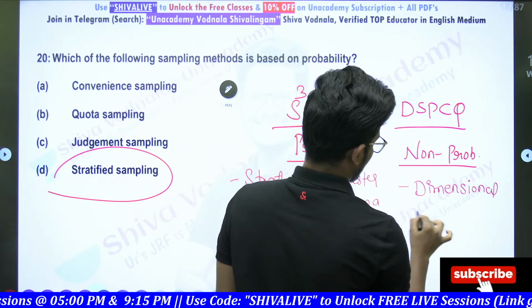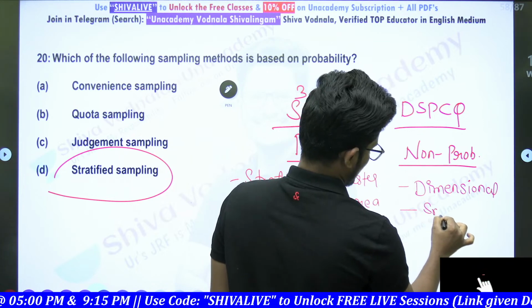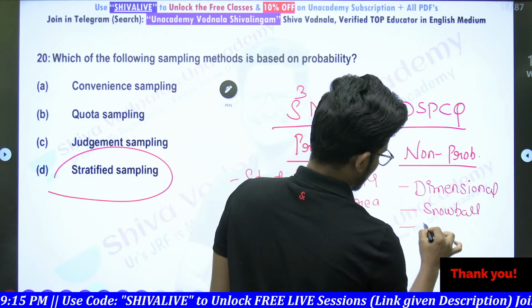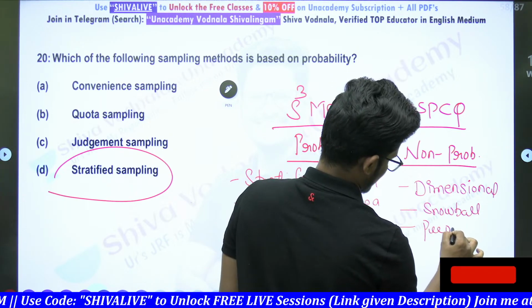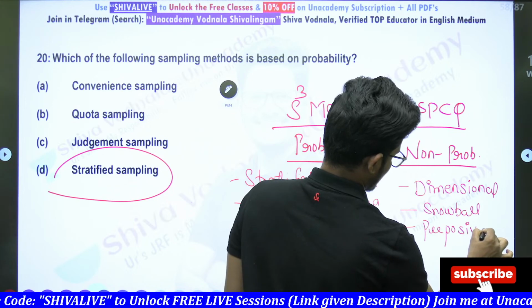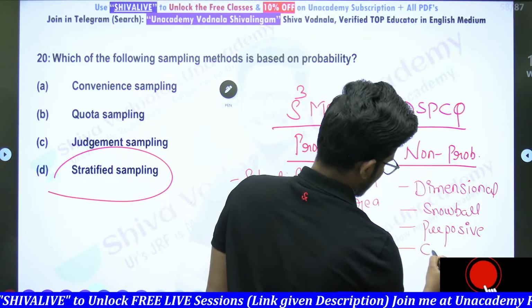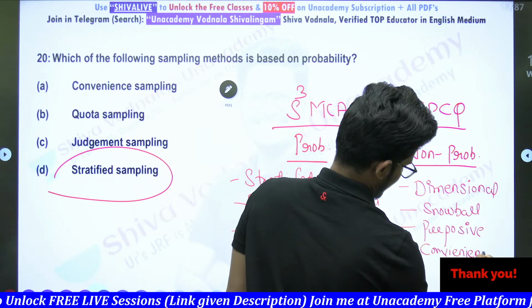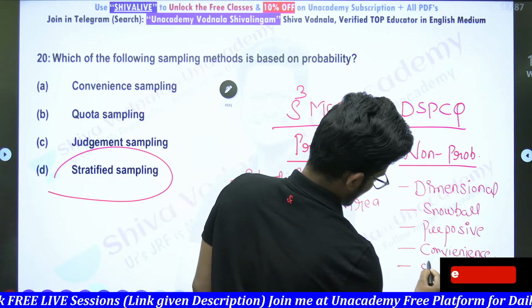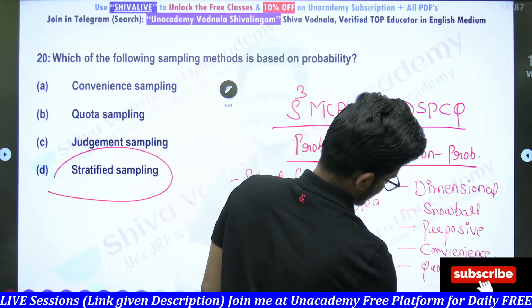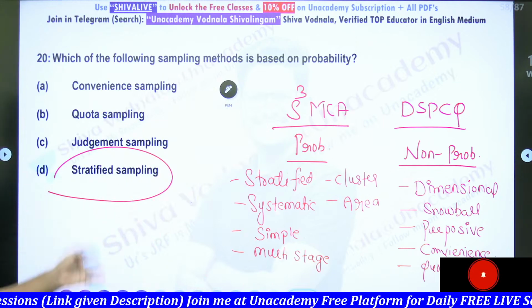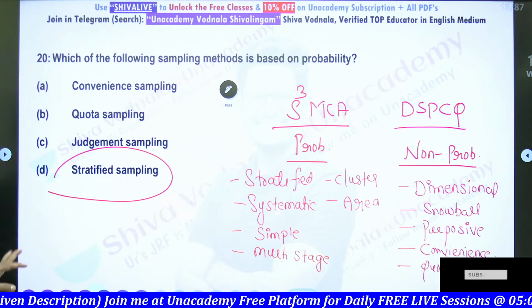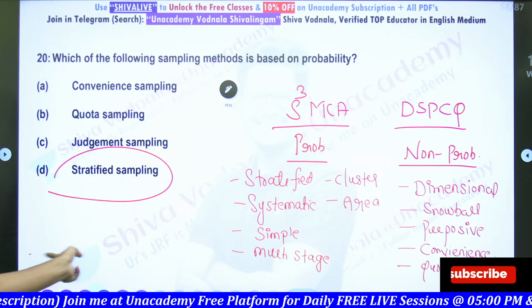Non-probability sampling: dimensional sampling, yes, snowball sampling, which is P, purposive sampling, and C, convenience sampling, and Q, quota sampling. So this is DSPCQ and S cube MCA. It is easy to remember, not much difficult. With this, probability and non-probability, you can understand easily.